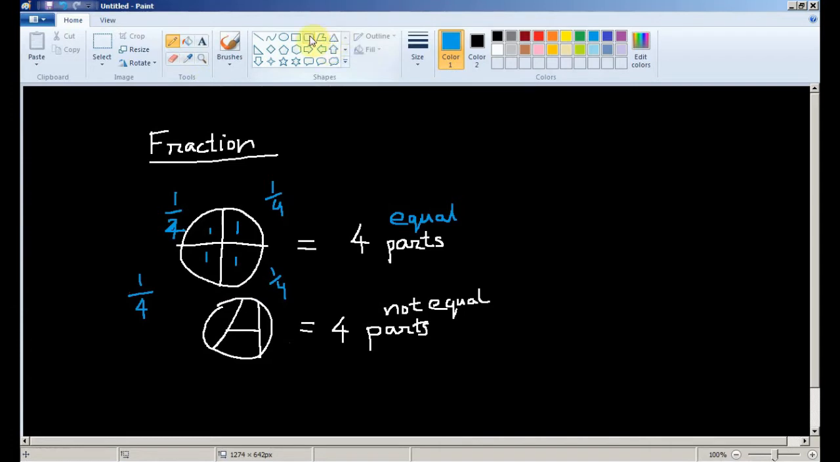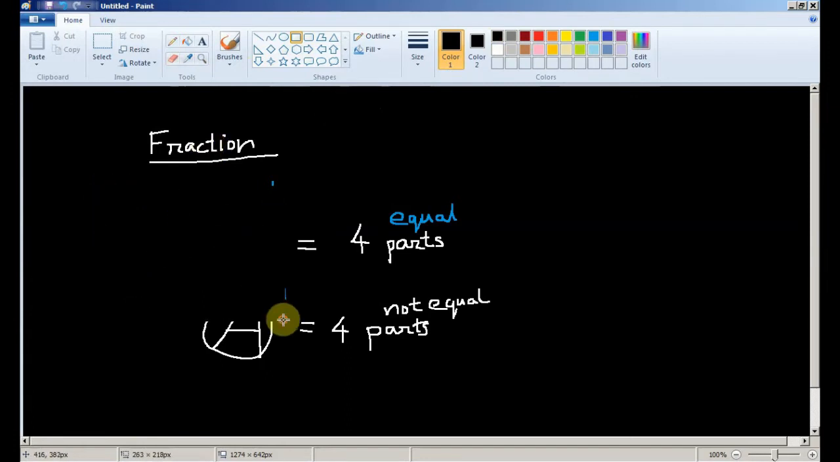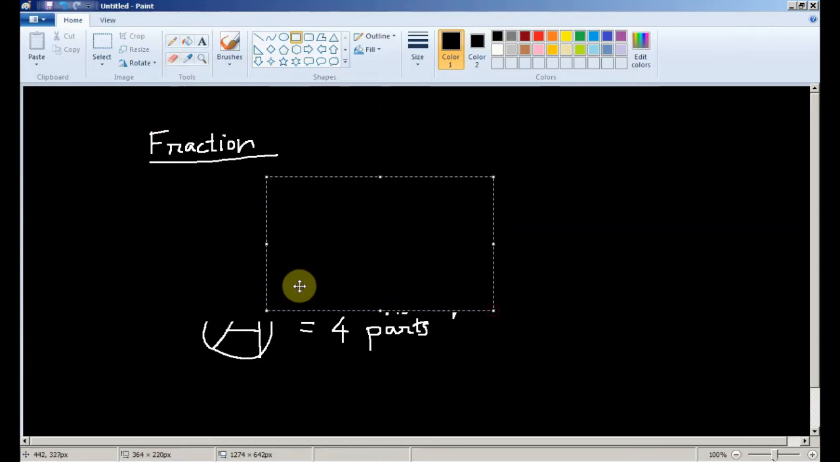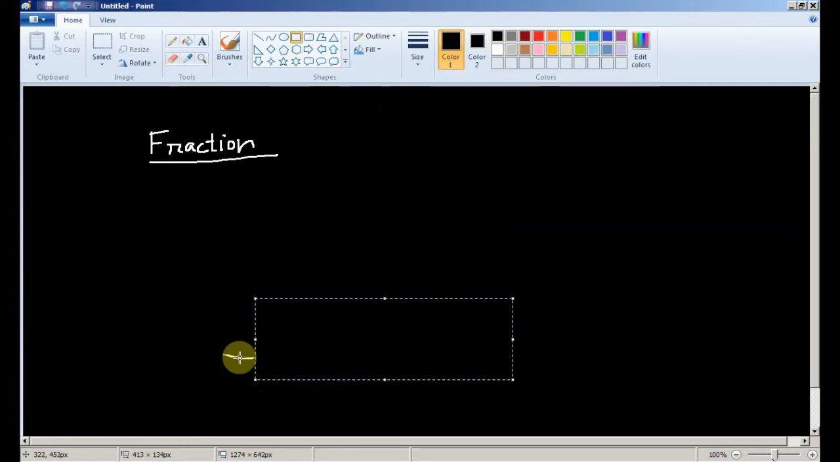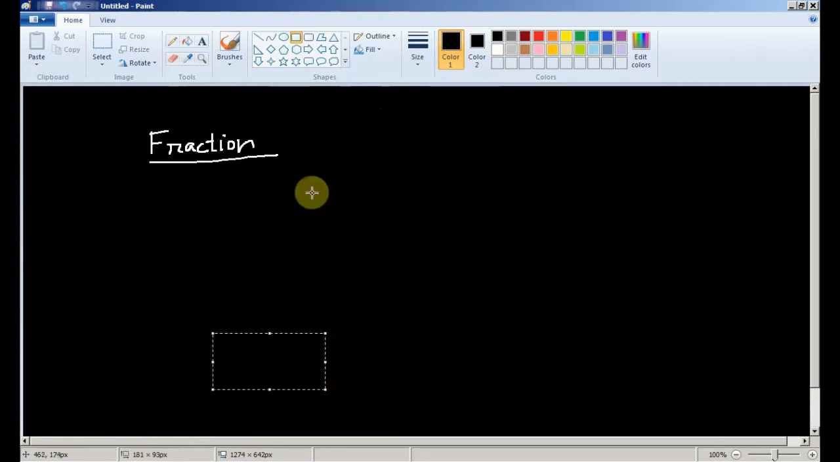Let's see another example. The first thing you need to consider is that the parts are equal. Whenever you divide something into equal parts, only then can you apply the rule of fractions, otherwise the rule doesn't apply. It's not a fraction then. If the parts are not equal, you cannot count something out of it, and if you count, it will not make sense. It is not actually a fraction. Okay, so let's say I have one more.